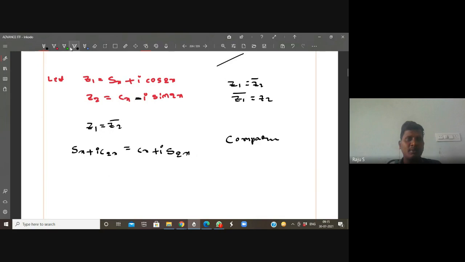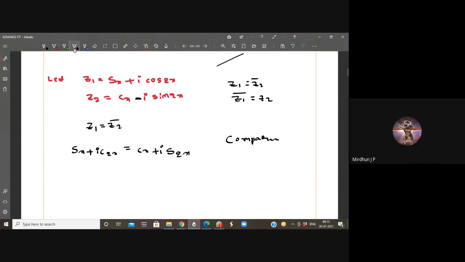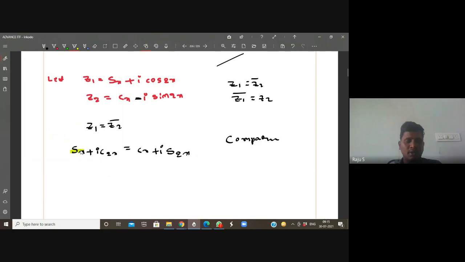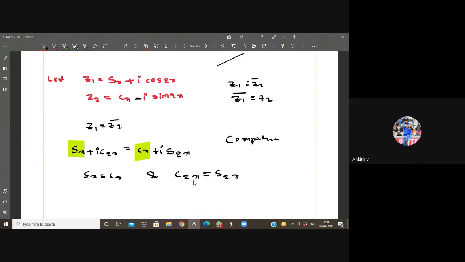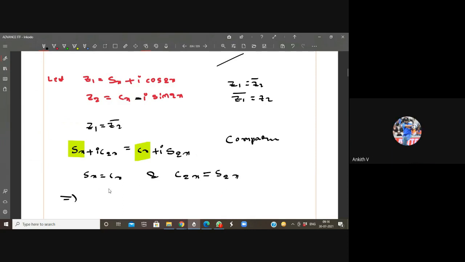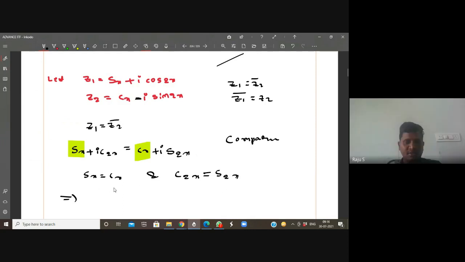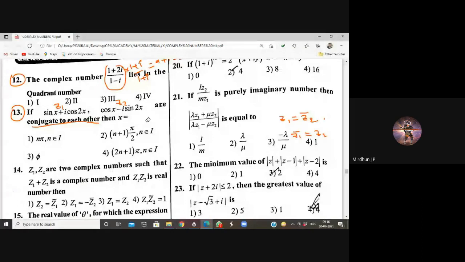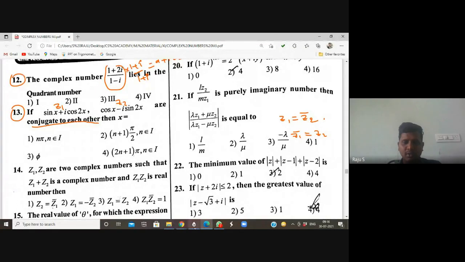Comparing the real part, what is the real part here? Sin x and cos x. So comparing the real part, sin x is equal to cos x. And cos 2x is equal to sin 2x. This is not possible, sir. Which is not possible? Null set, sir. Is there any option they have given as null set? Yes, sir, it is the third option. Yeah, third option.